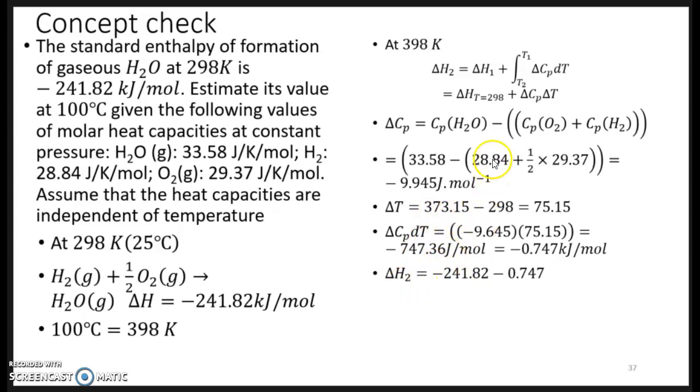So we can now calculate our delta H2 at 373.15 K. That will be the value at the reference point, minus 241.82, minus 0.75. This has to be converted because this is in kilojoules per mole. So our final answer is minus 242.57 kJ/mol. Thank you.